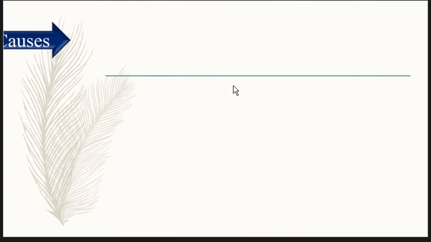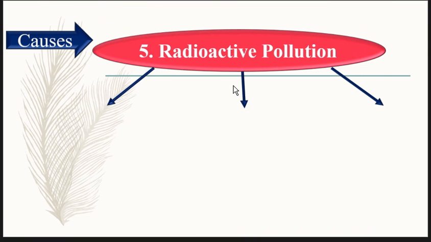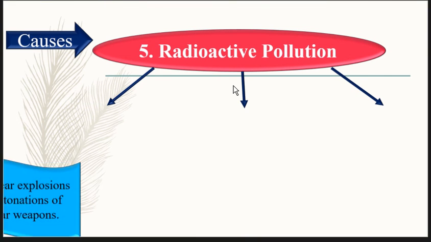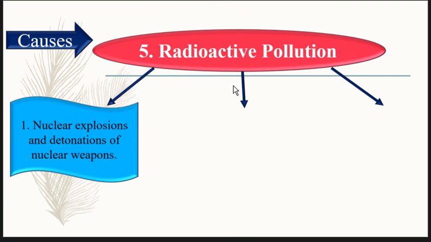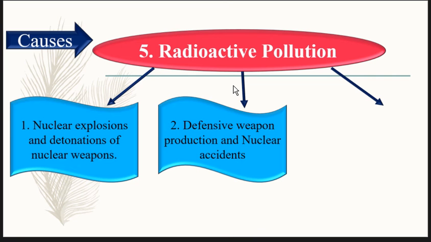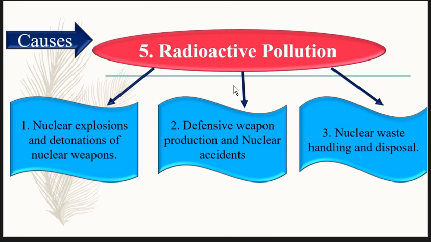Next is radioactive pollution, and the causes of radioactive pollution are: first is nuclear explosions and detonations of nuclear weapons. Next is defensive weapon production and nuclear accidents. And next cause for radioactive pollution is nuclear waste handling and disposal.